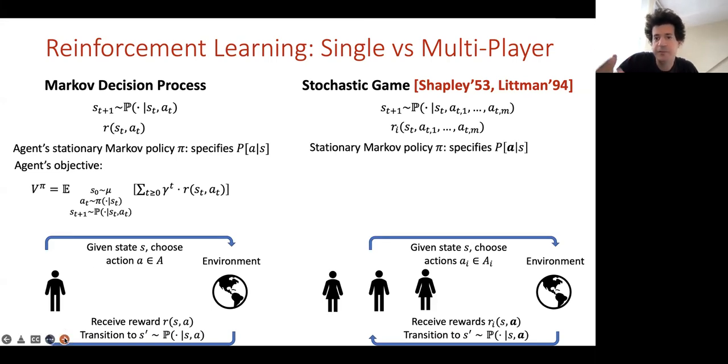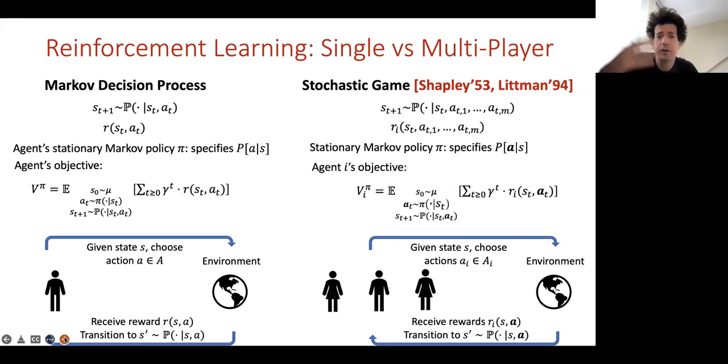In games, you have the same business. A stationary Markov policy specifies an action profile for everybody given the state. Now that thing can be correlated, it can be a product measure. We're going to consider variants of that.